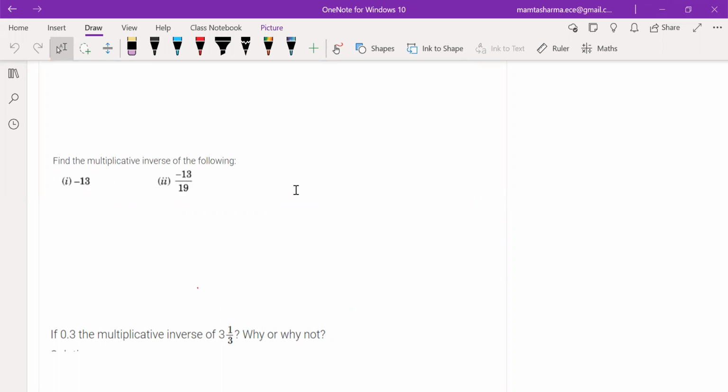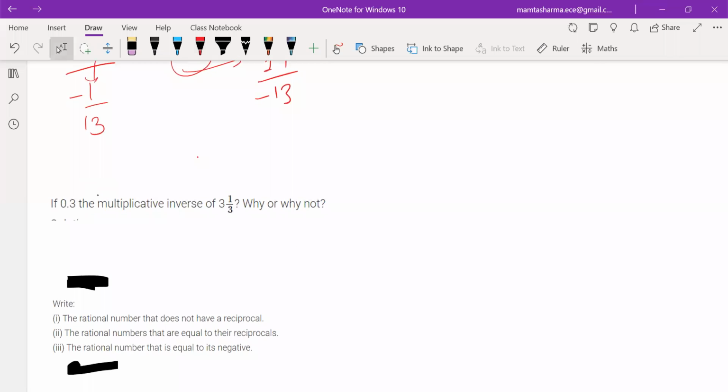Find the multiplicative inverse of the following. Minus 13. What would be the multiplicative inverse of minus 13? Minus 1 by 13. Okay. And Sohan Ram, what would be the multiplicative inverse of this number? I think it's 19 by minus 13. Correct. This is correct. Now, next one.